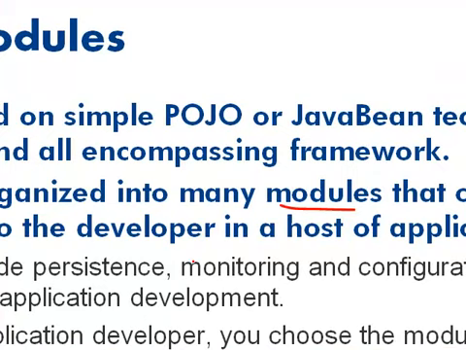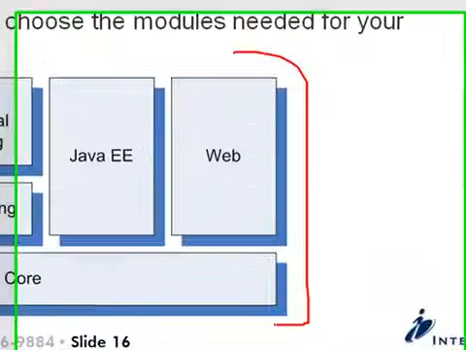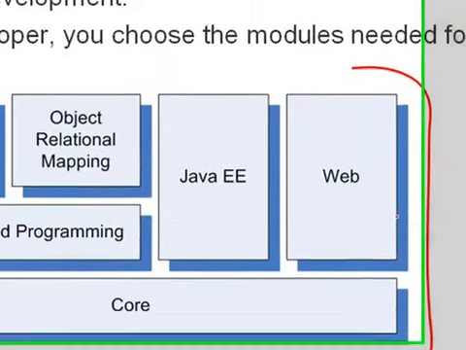So there are modules to help us with things like persistence and monitoring and configuration, dealing with messages. Just about any kind of application need we might have, there's probably a module in Spring today available for us to use. Now this is an often cited picture you'll see in a lot of Spring documentation, the key modules that you'll need for many applications.